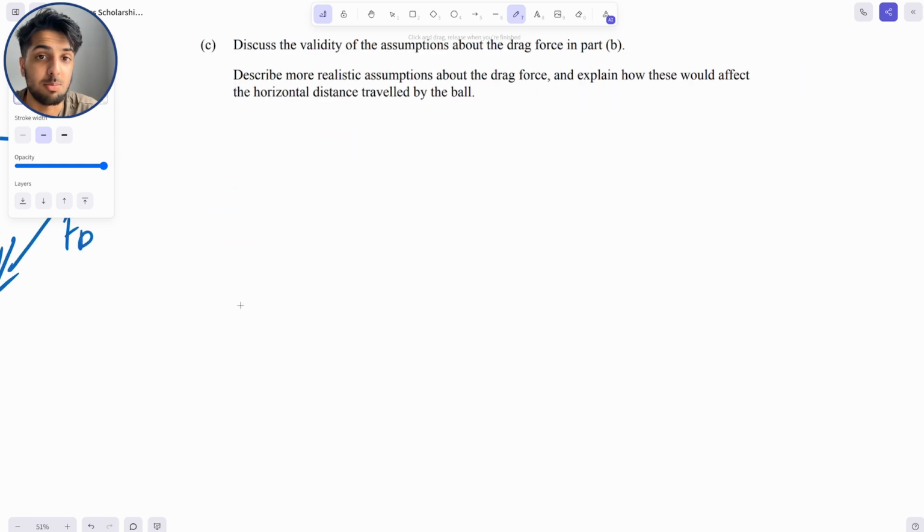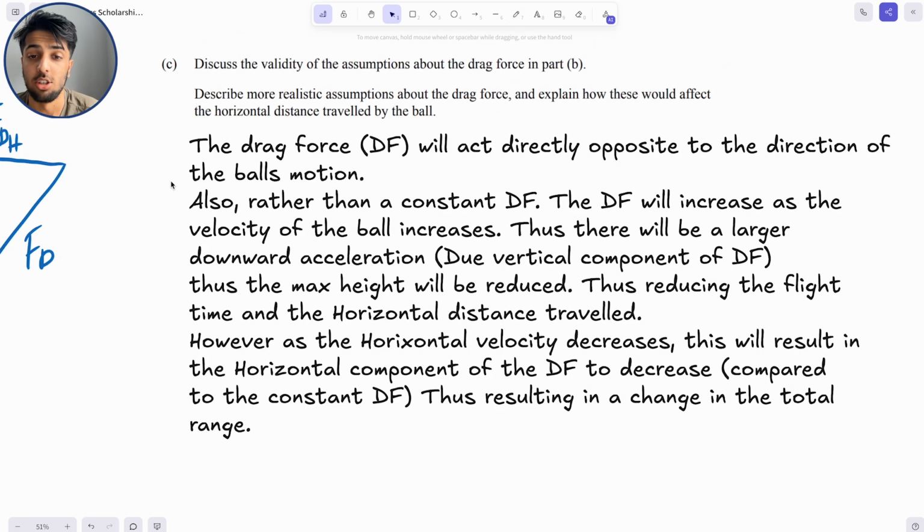And so let's put this in words. The drag force, dF, will act directly opposite to the direction of the ball's motion. Also, rather than a constant drag force, the drag force will increase as the velocity of the ball increases. Thus, there will be a larger downward acceleration due to the vertical component of the drag force. Thus, the max height will be reduced, therefore reducing the total flight time and horizontal distance traveled.